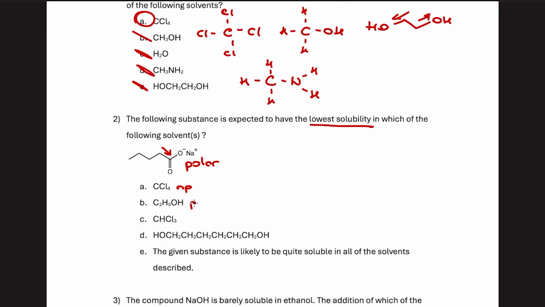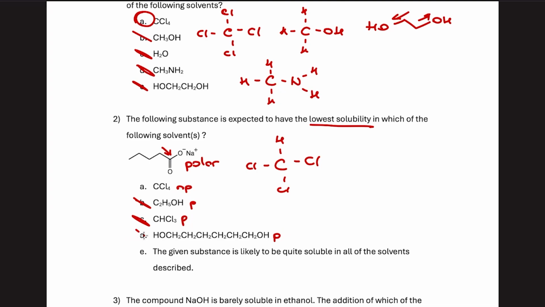In B, this is polar. And so it's probably going to be pretty soluble, so we can eliminate B. In C, even though you replace one of those chlorines with hydrogen, this actually makes it slightly polar, or pretty polar actually, and so we can eliminate C. And D, you have this really long chain of carbons and these oxygens on both ends. And so even though you have this long chain of carbons, these two hydroxyls on each end make it polar.